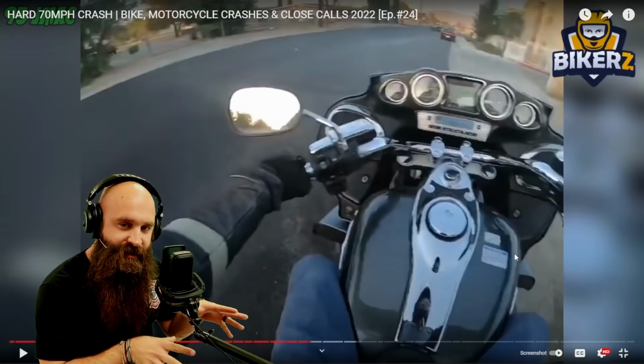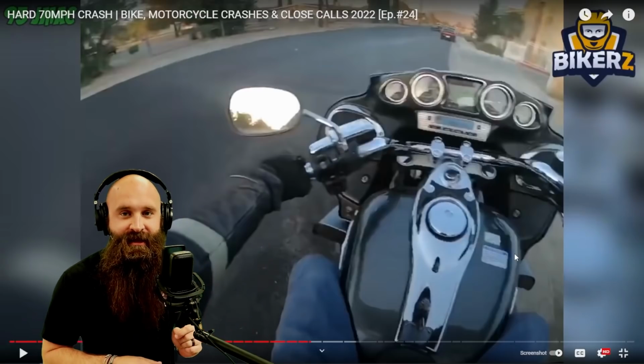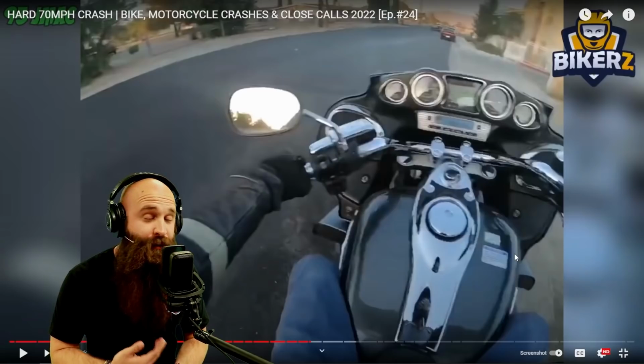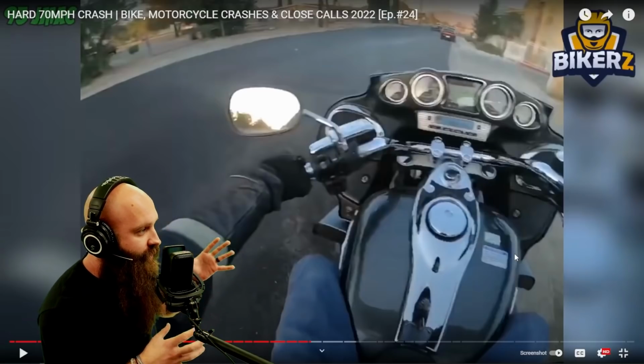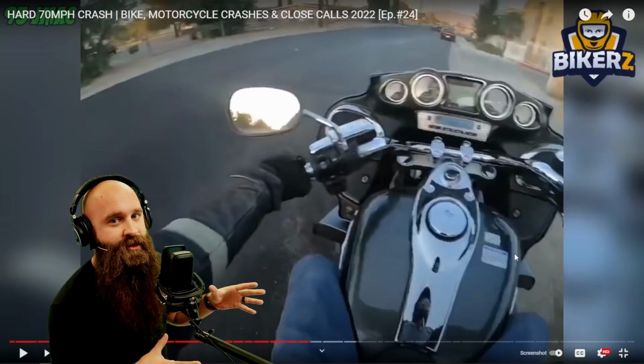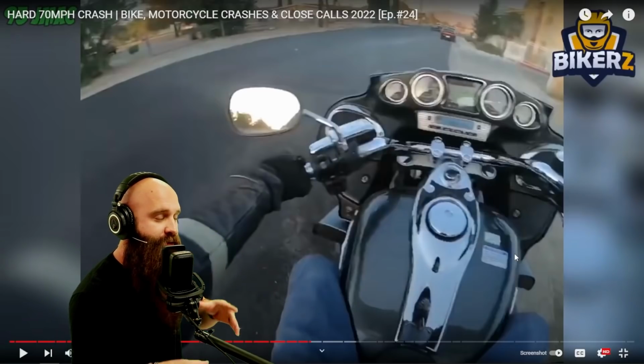So if you practice these drills, this right here is easy. This right here is easy. You need to practice your U-turns, everybody. This is the real life example of why U-turns are important. You need to be able to do a U-turn within the road.